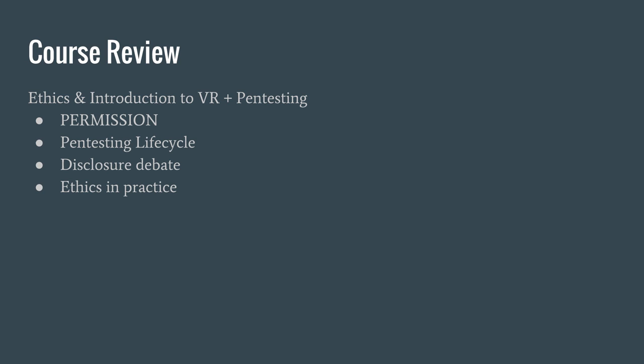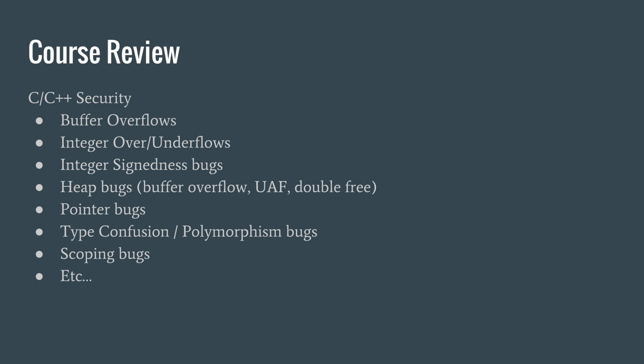In the very first lecture, we discussed ethics and an introduction to vulnerability research and the disclosure debate and ethics of pen testing and the pen testing life cycle. Very simple stuff. Then we dived into C and C++ security, discussing vulnerabilities and all the different types, covering buffer overflows for stack and heap, integer bugs, especially integer signedness bugs, heap bugs, including use after free and double free, pointer bugs, scoping bugs, type confusion, polymorphism bugs, race conditions, and etc.